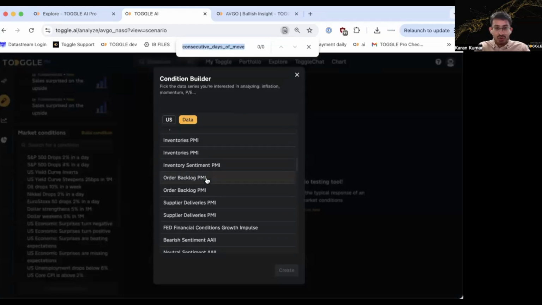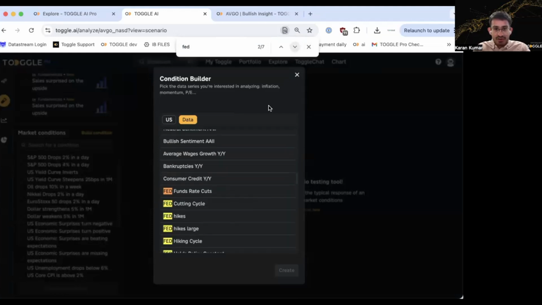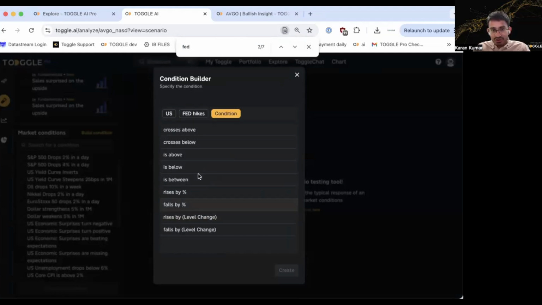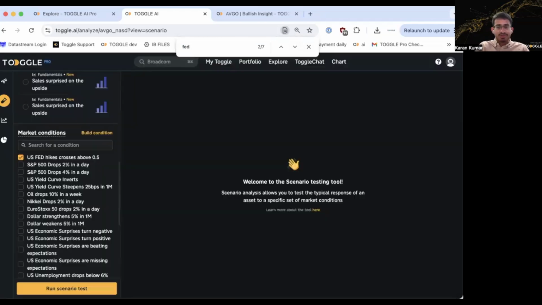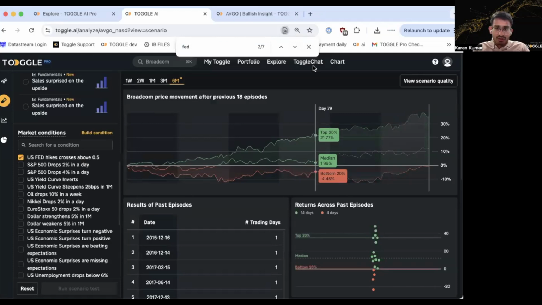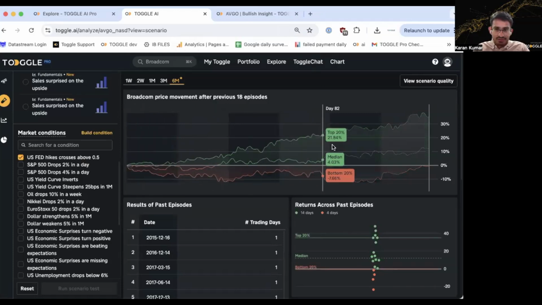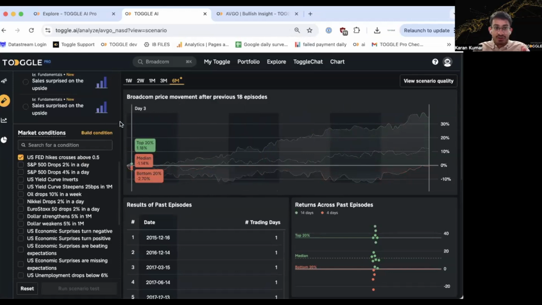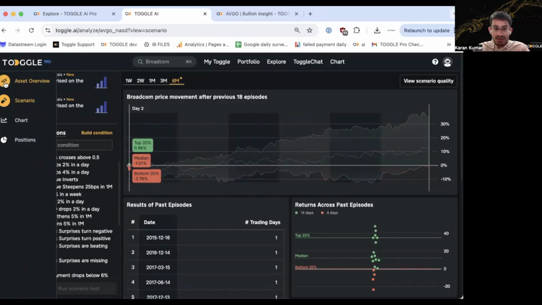So here's a cool one. You can say, okay, if the Fed were to hike interest rates, how could Broadcom react to that? And I'll show you how Broadcom has historically reacted to that event. So a lot of economic conditions, financial metrics, and events you can also backtest against.